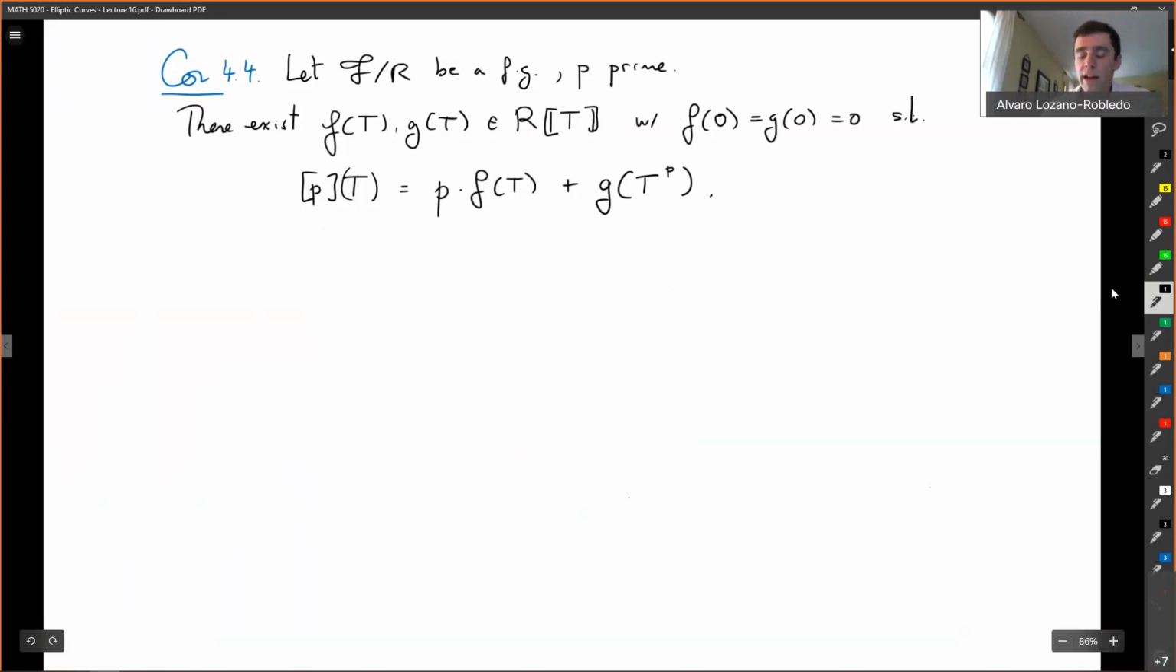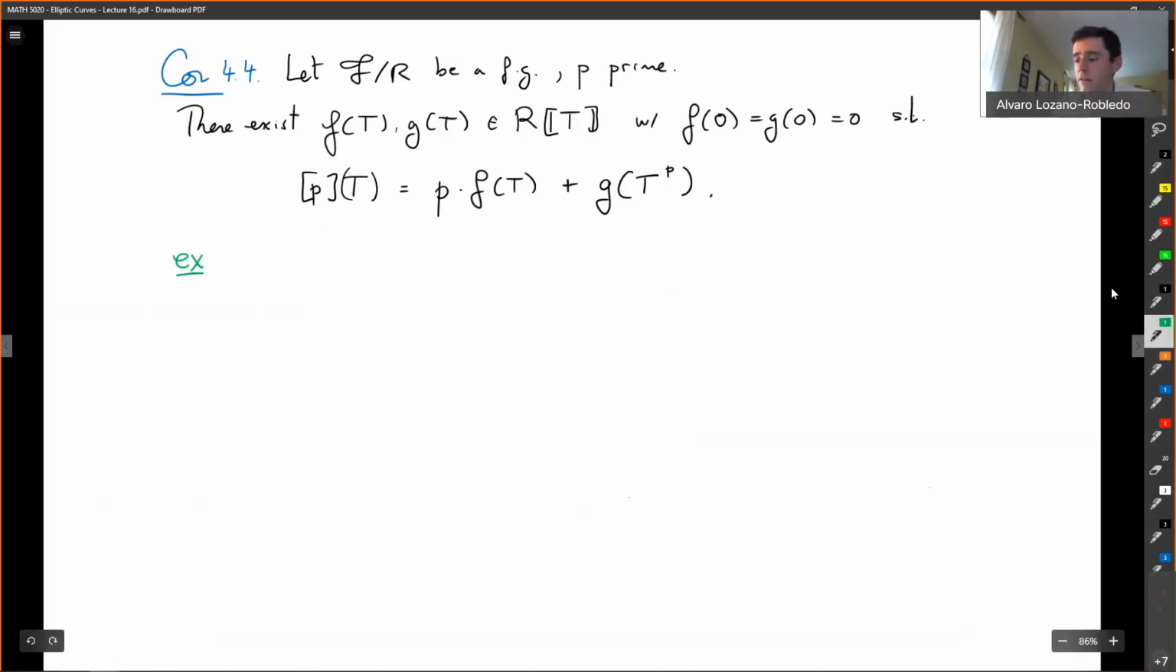Okay, I'm not going to prove that, but it gives you a very interesting decomposition of the multiplication by p map. It tells you there are two groups of monomials in the expansion: those whose coefficient is divisible by p, or those that are not divisible by p, but then the exponent is a multiple of p.